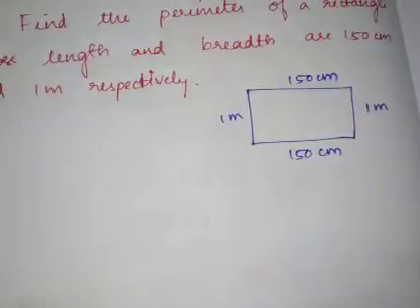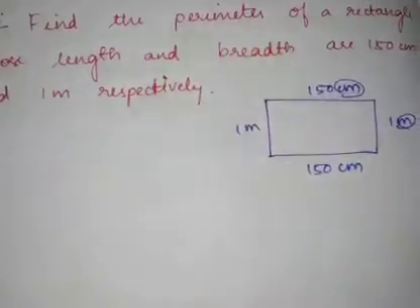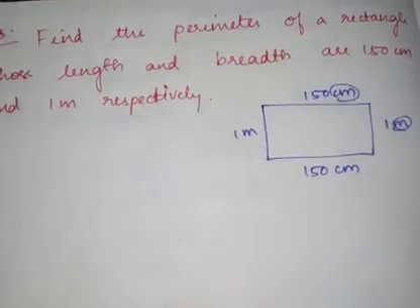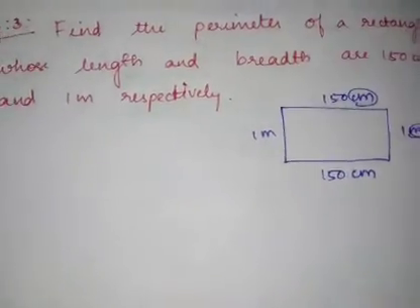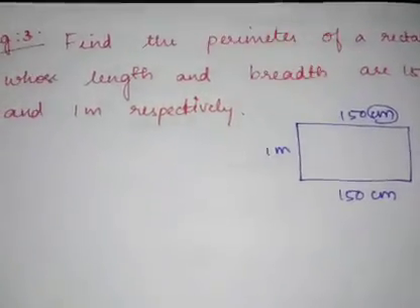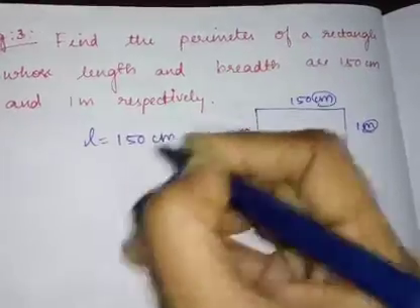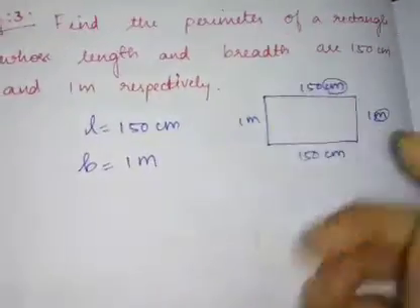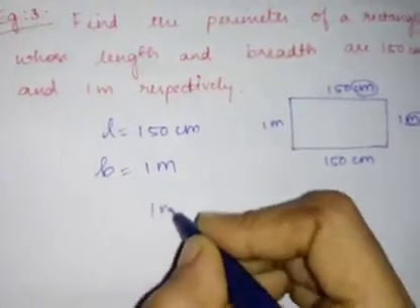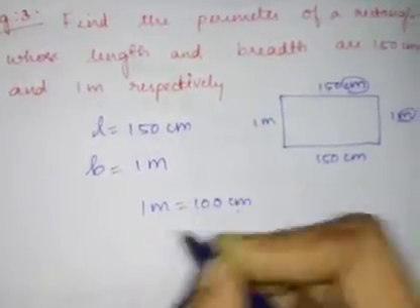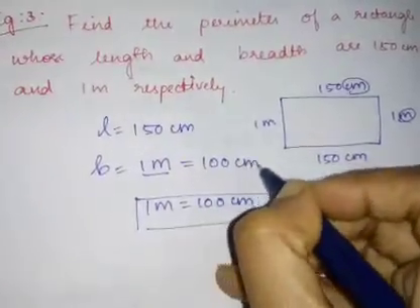Have you checked one thing, children? This is in centimeter, this is in meter. Can we solve like that? No, because both are in different units. So we are supposed to convert one into the other unit. Length is 150 centimeter, breadth is 1 meter. Can we convert this meter to centimeter? Yes, 1 meter is equal to how much centimeter? 100 centimeter. So this 1 meter can be written as 100 centimeter.